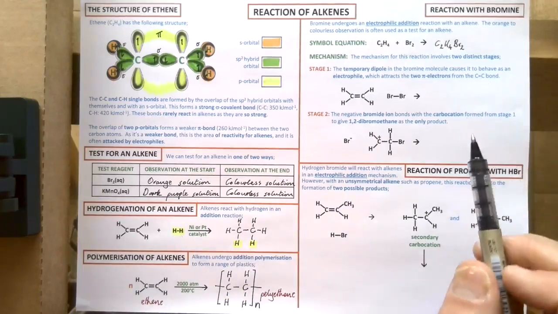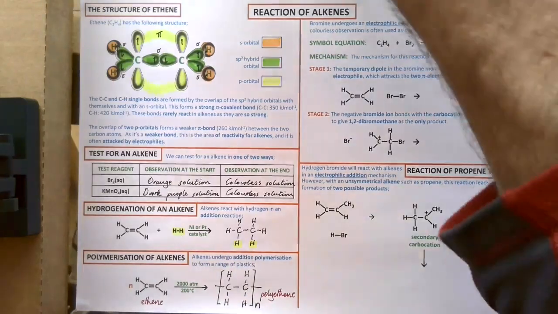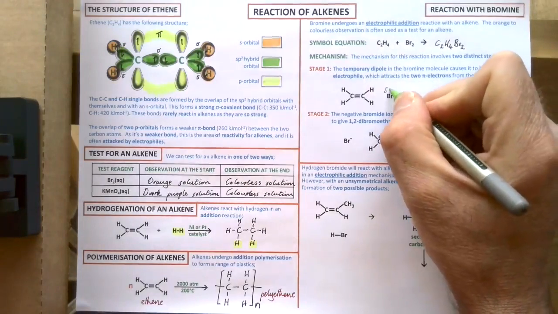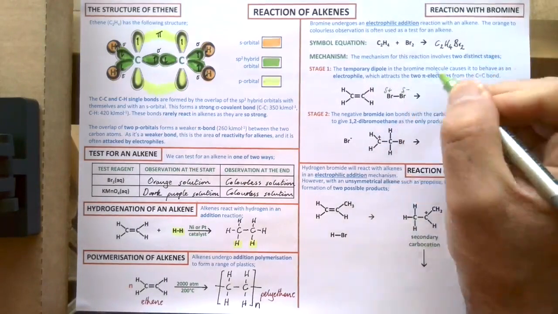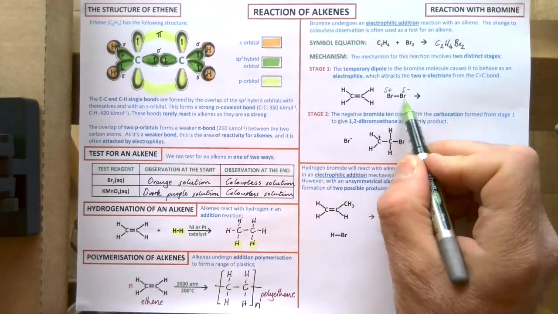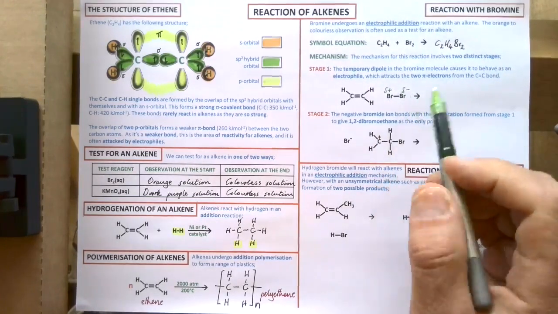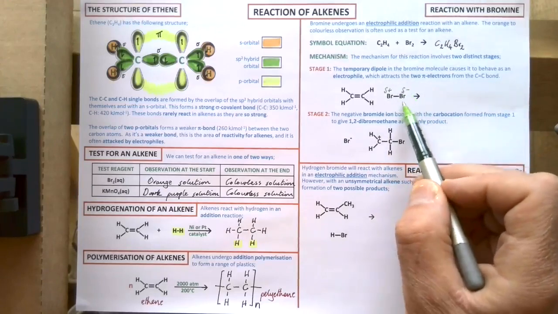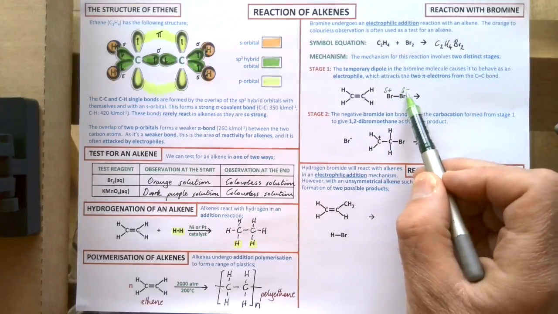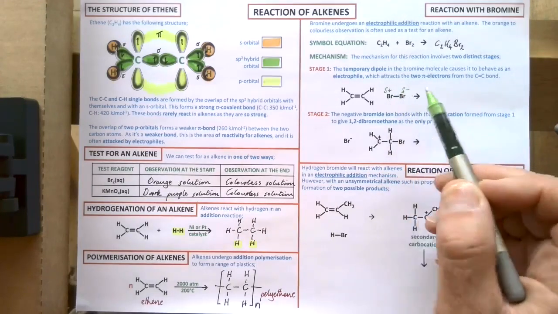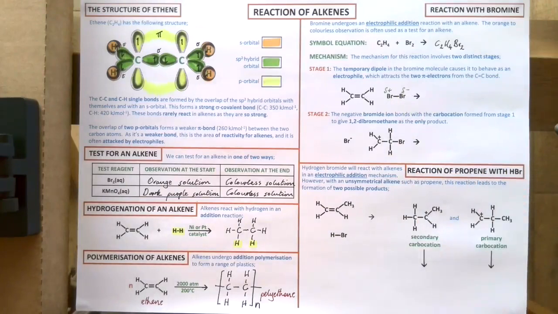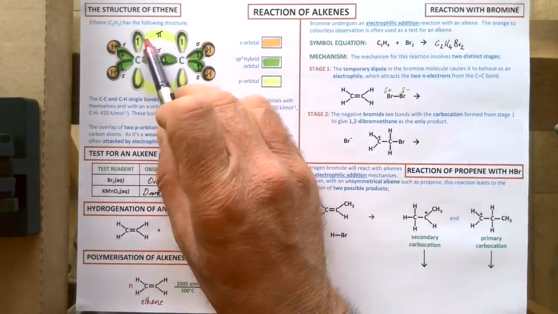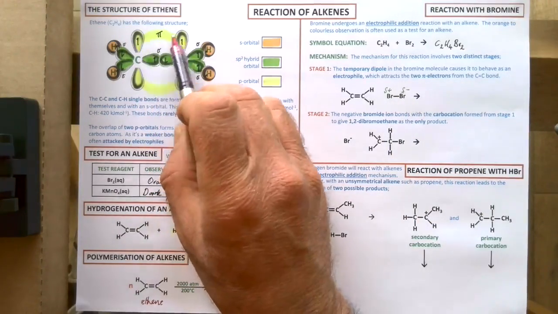The mechanism has two distinct steps. The first thing that has to happen is that our bromine has to develop a temporary dipole. Normally the electrons in a bromine molecule like this are evenly distributed, but for a split second, let's assume that the electrons have decided to move over toward this end. So this will have a temporary dipole, delta minus, delta plus. That's not going to last a long time, but it's going to last long enough for the reaction to kick off.